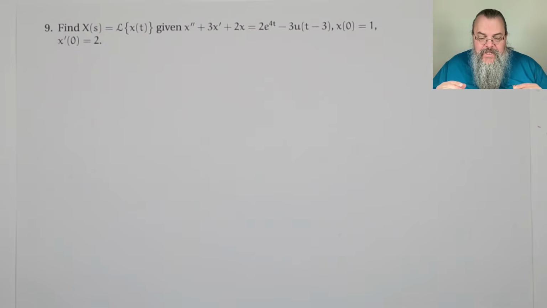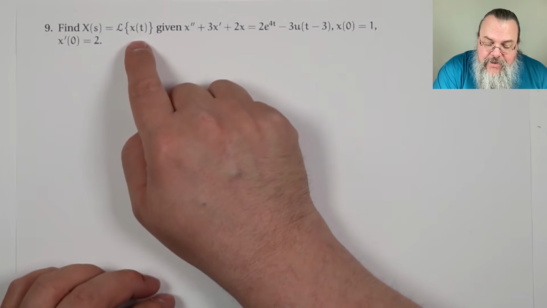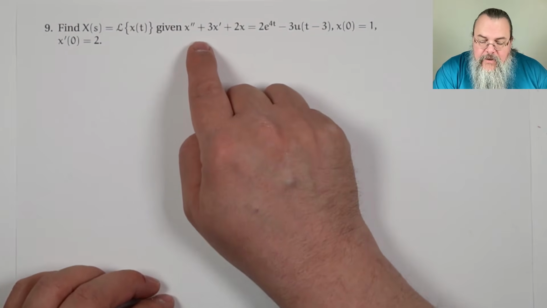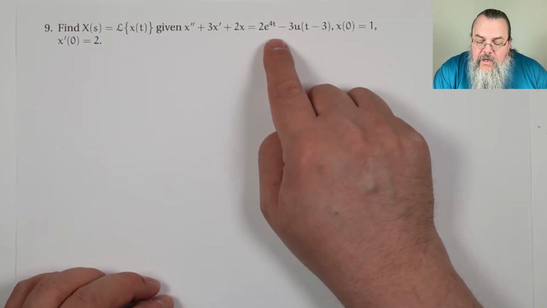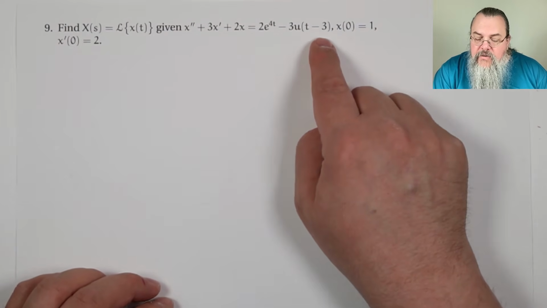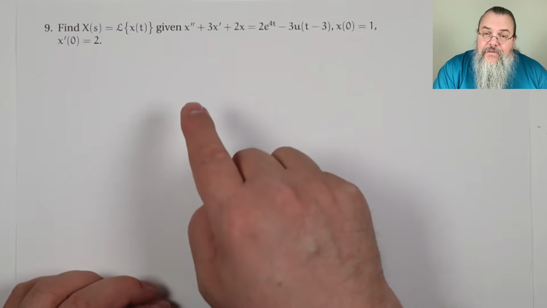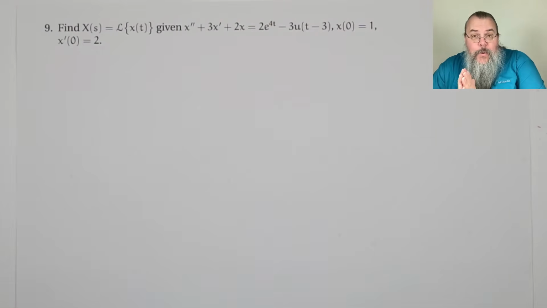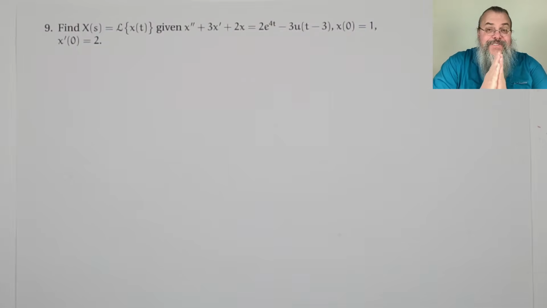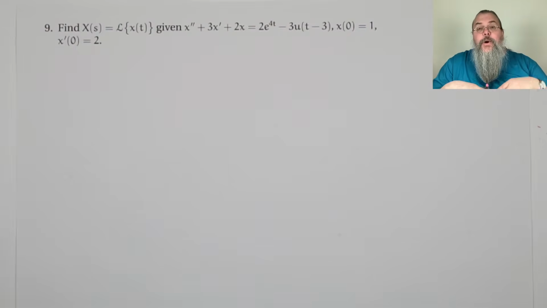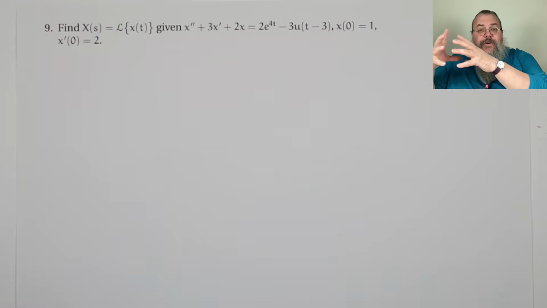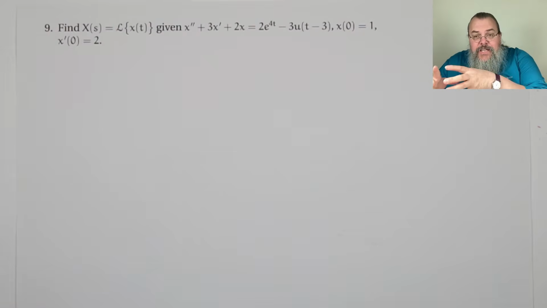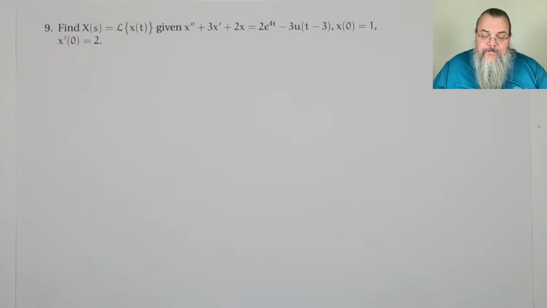Number 9. Find X(s), which is the Laplace transform of x(t). We're given x'' + 3x' + 2x = 2e^(4t) - 3u(t-3) and some initial conditions. Now, let's be clear. We are not asked to solve this differential equation. We're just practicing at this stage, rewriting and saying, oh, let's transform this differential equation into the algebra equation.